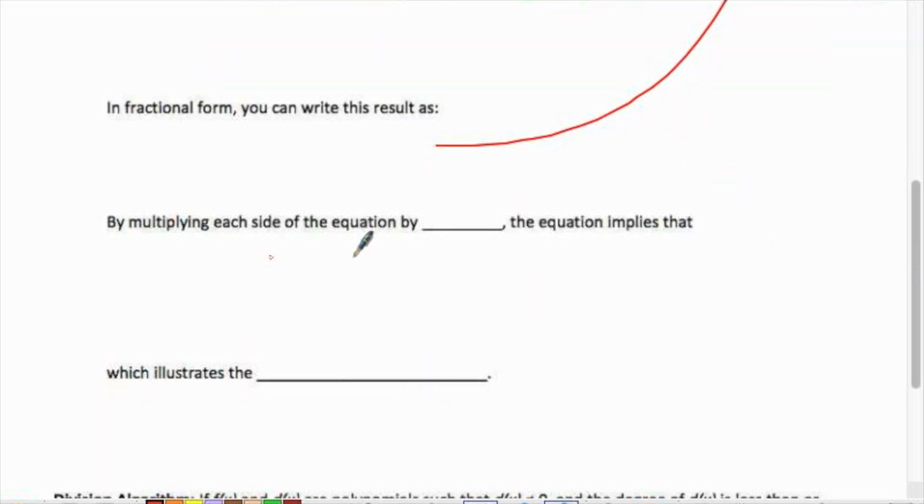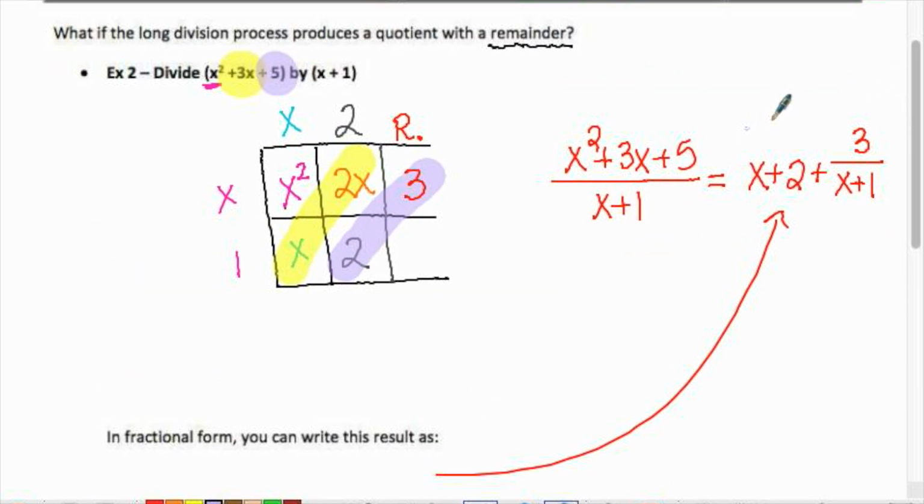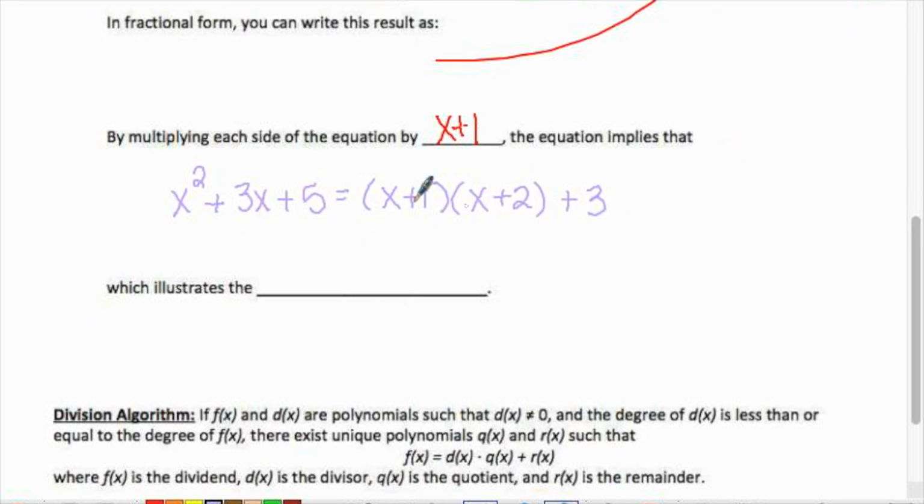Okay, by multiplying each side of the equation by x plus 1, the equation implies that x squared plus 3x plus 5 would equal x plus 1 times x plus 2, plus 3. Ooh, mind blown. All that's saying is that if I multiply the entire side over here by x plus 1, my x plus 1 in the denominator and in the numerator when I'm distributing that x plus 1 would cancel out. And then I have this x plus 2 right here that would get multiplied by the x plus 1 here, which is what I have written right here.